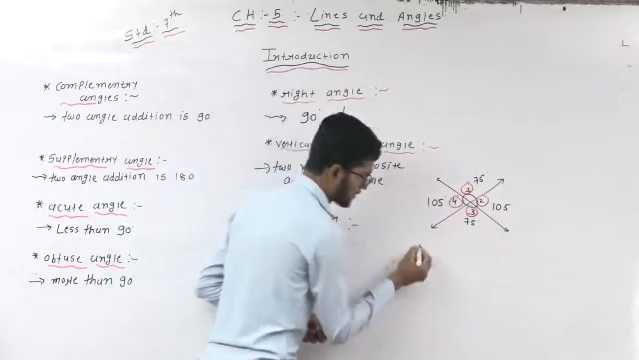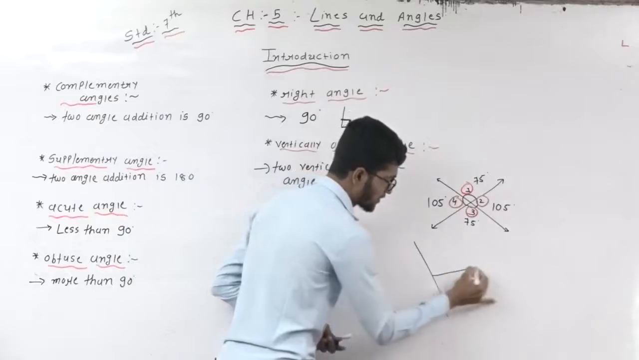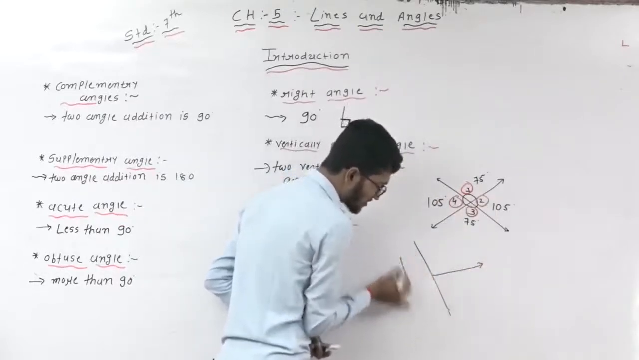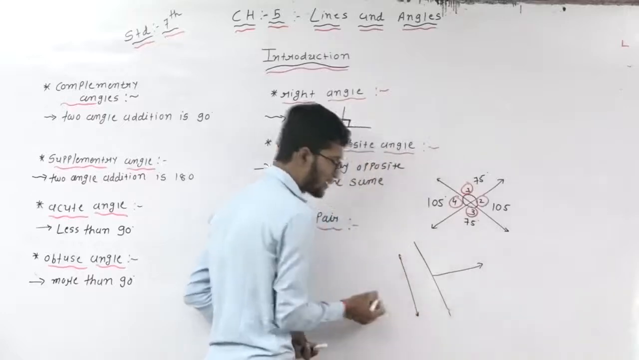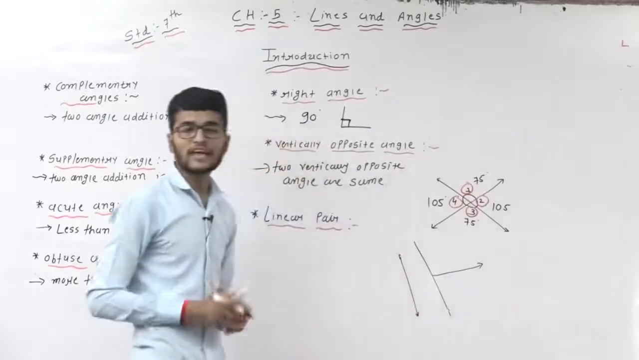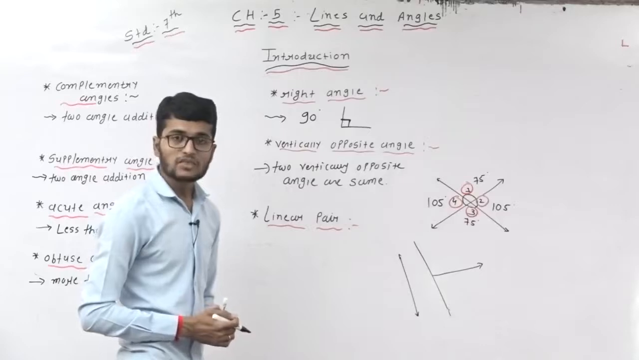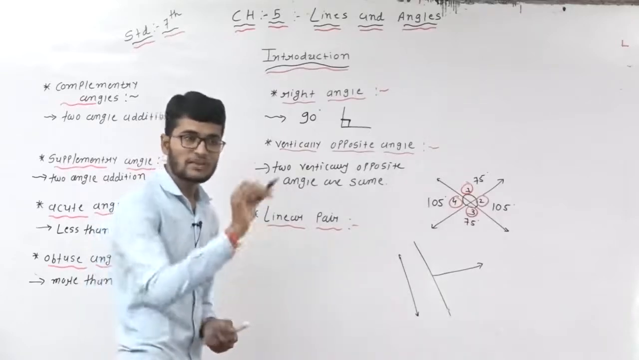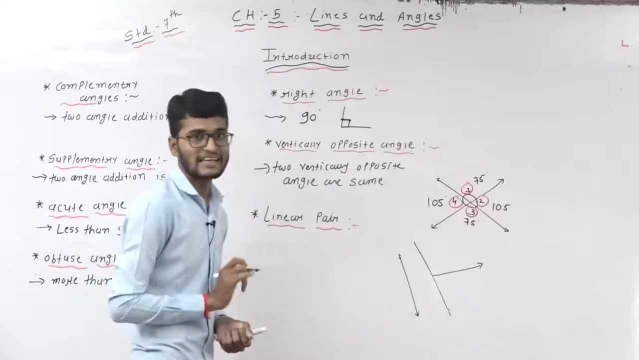Suppose in this figure one part is drawn here, the same part. So only a straight line, it means how many degrees is this angle? A straight line means 180 degrees. Anywhere you are given a straight line and need to find its measurement, it is 180 degrees.